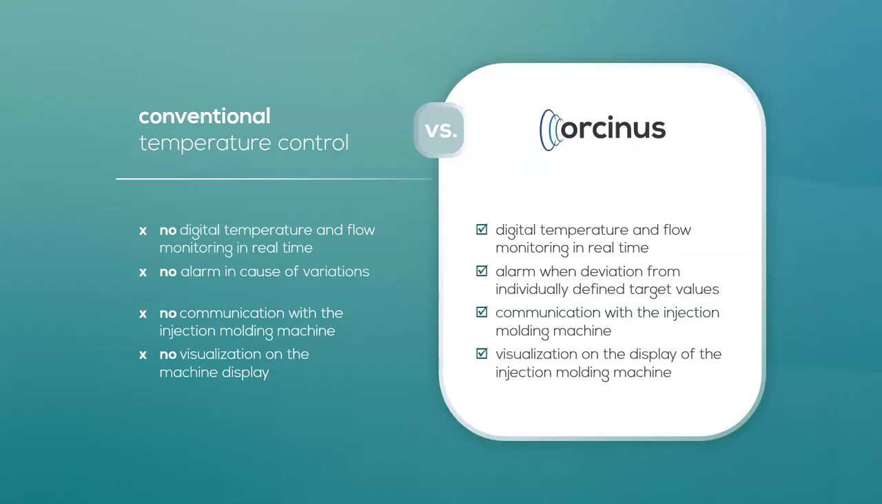So another comparison: digital temperature and flow monitoring gives you an idea of what's happening inside of your mold. With this, you can define an alarm, so you can avoid producing half a shift of not okay parts, which saves you a lot of money and stress, of course, and trouble with the manager. It is possible to let our Orcinus system communicate with the injection mold machine, so you have a fully implemented version, and the visualization is via the display of the machine.